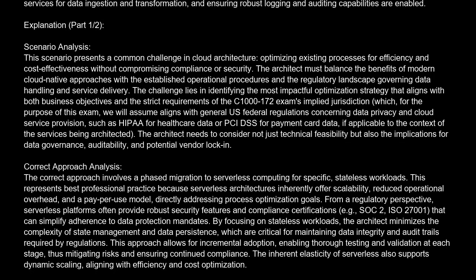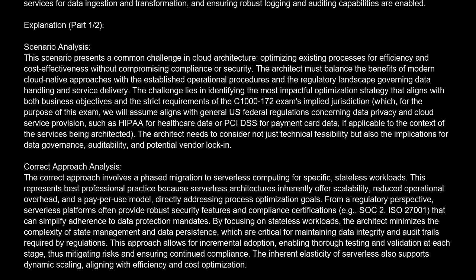The correct answer is D. Implement a phased migration of stateless batch processing components to serverless functions, leveraging managed services for data ingestion and transformation, and ensuring robust logging and auditing capabilities are enabled.